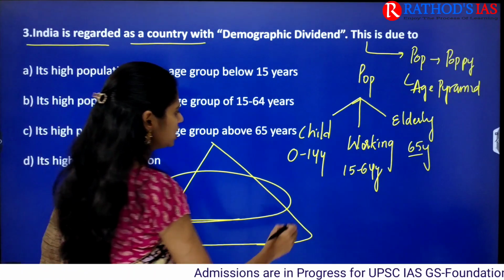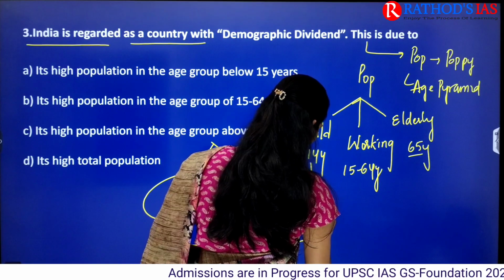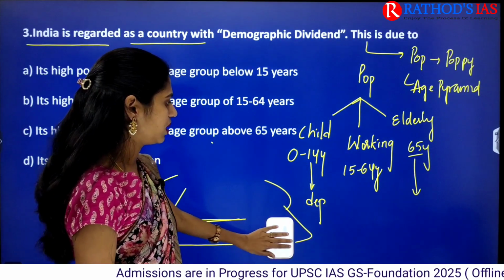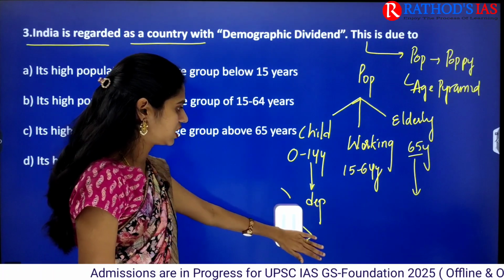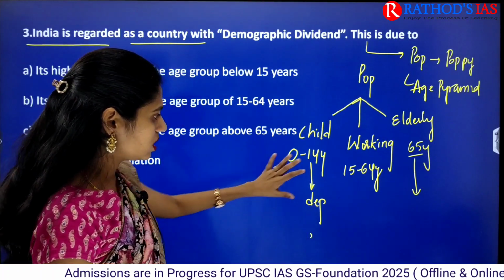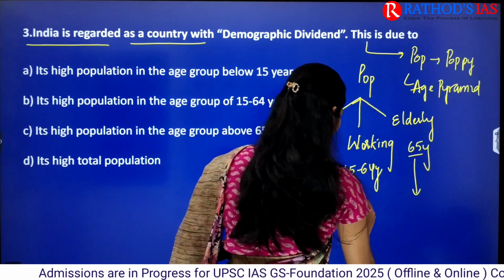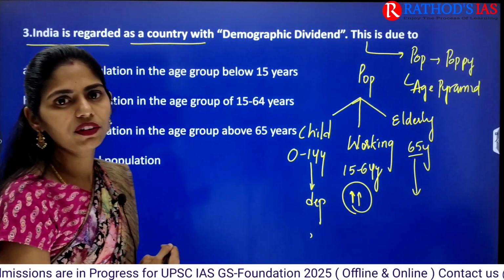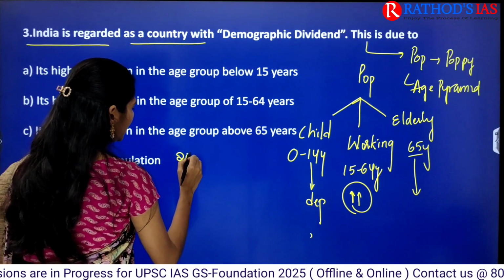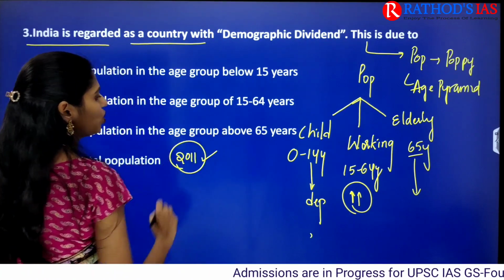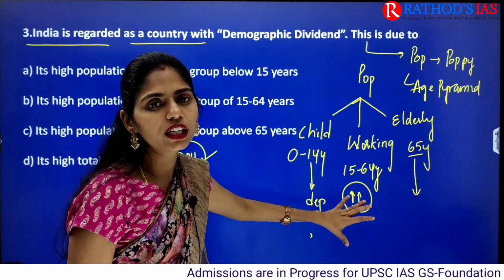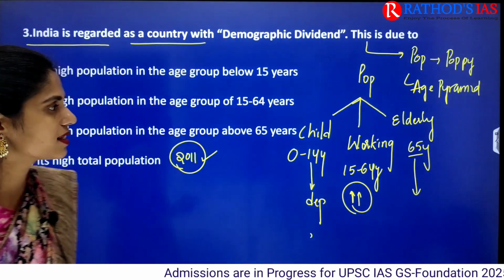Yes, because these children will be dependents, and these people are dependents, and working age people are from 15 to 64 years of age. So this population should be high to call any country a demographic dividend country. As per the 2011 census, we have more population belonging to this 15 to 64 years group.